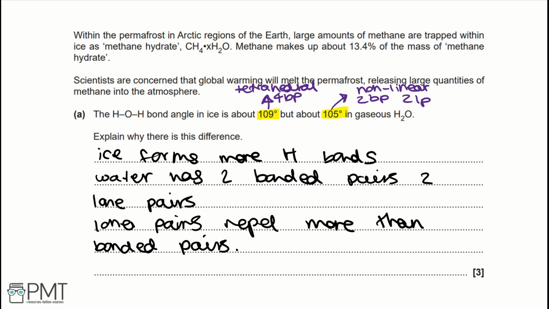So, again, to get these 3 marks, we get 1 mark for writing that ice can form more hydrogen bonds, a 2nd mark for saying that water has 2 bonded pairs and 2 lone pairs, and our 3rd mark for linking together and saying that lone pairs repel more than bonded pairs.